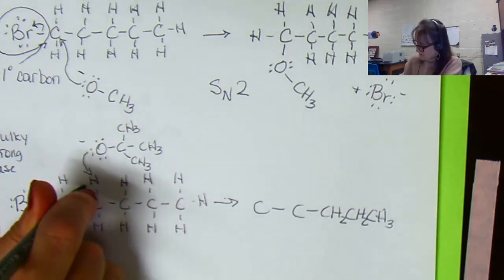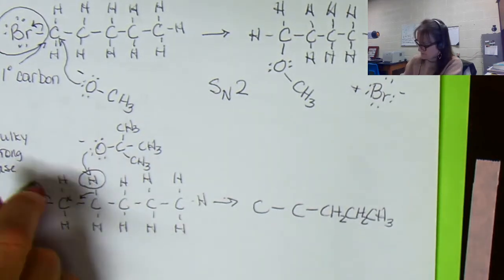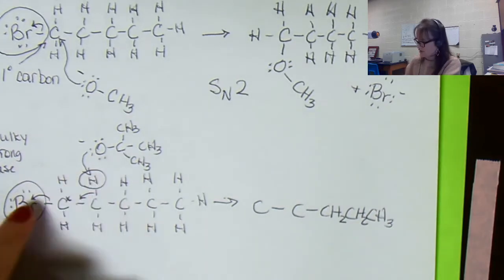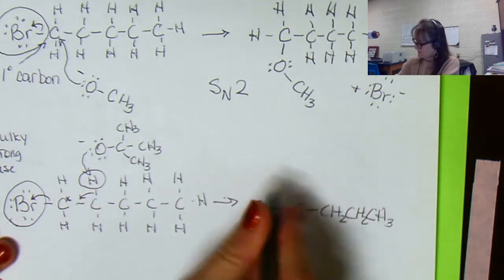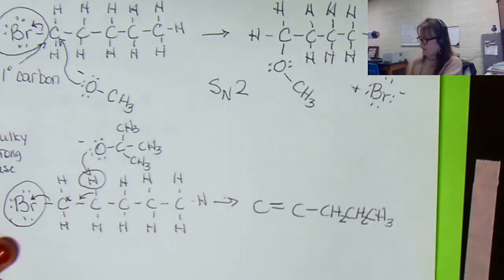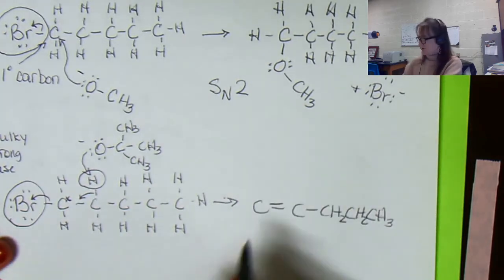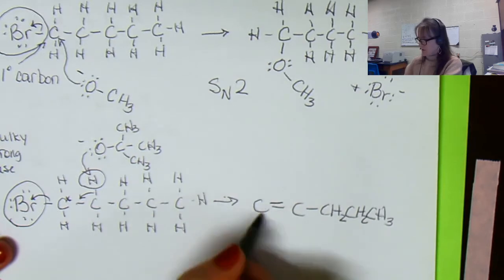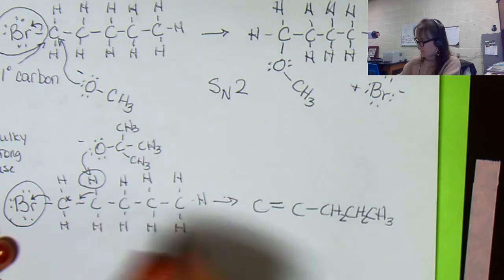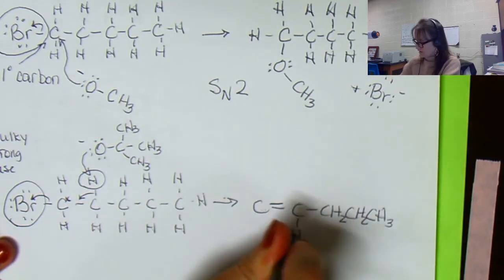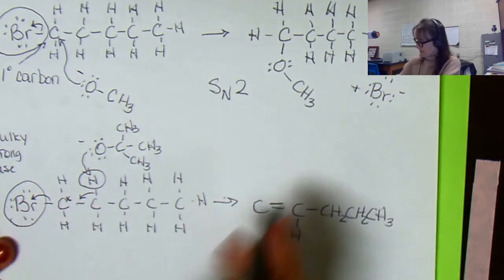Now I'm going to circle what goes away so we can keep track. One H on carbon number 2 goes away, and the pair of electrons is now going to be used for a bond between carbons 1 and 2. This carbon number 2 still has 1 hydrogen, and carbon number 1 still has 2 hydrogens.